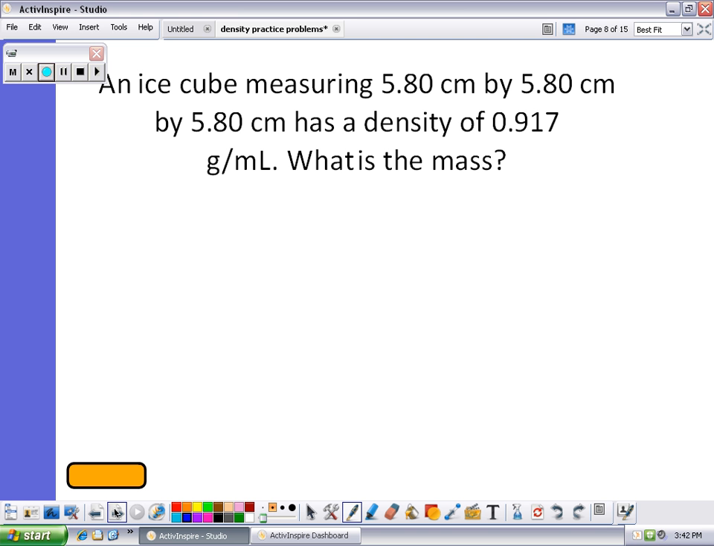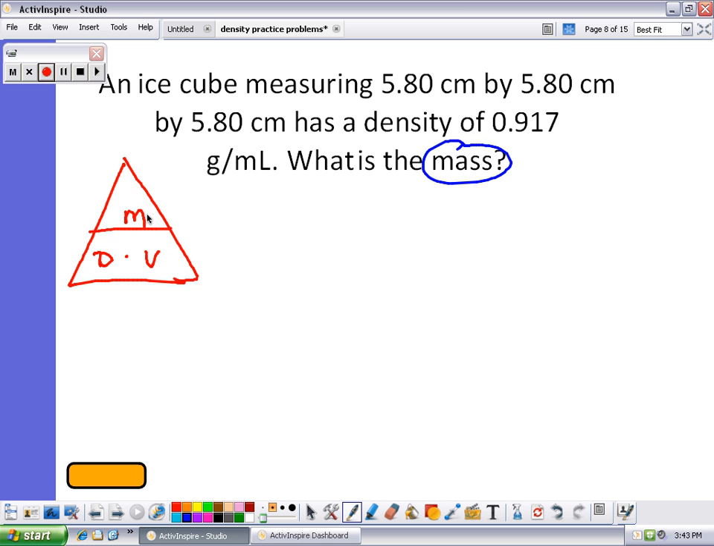An ice cube measuring 5.8 centimeters by 5.8 centimeters by 5.8 centimeters has a density of 0.917 grams per milliliter. What is the mass? So we're looking for mass. So we look at our triangle, and we are looking for M. So we need density multiplied by volume. Well, it gives us the density of 0.917, so 0.917 grams per milliliter multiplied by volume.